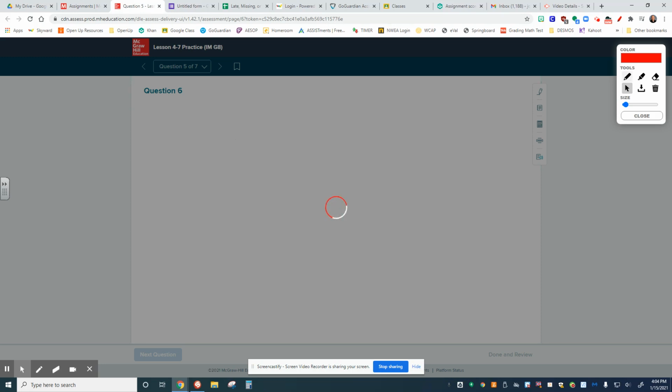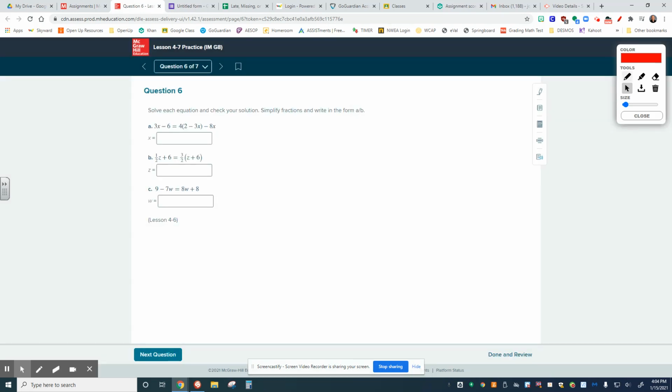Number 6, you have a bunch of equations to solve. You'll need to do this on a piece of scratch paper, whatever it may be, but make sure that you're going through and working out each problem and then checking for your solution. I would like to help you with this one right here, just simply because of the fractions, and I still have people concerned with fractions. So I'm going to show you 2 options for how to solve a problem with fractions.